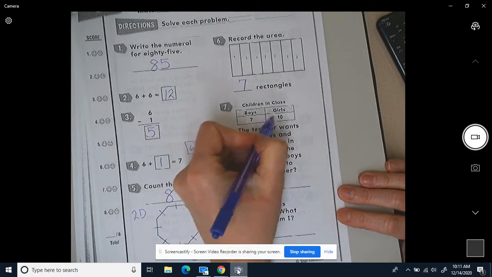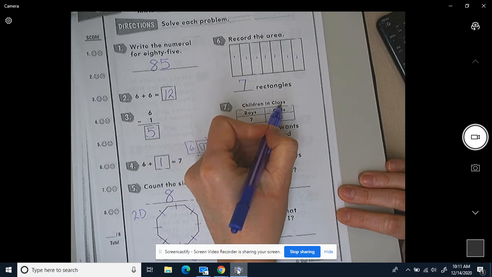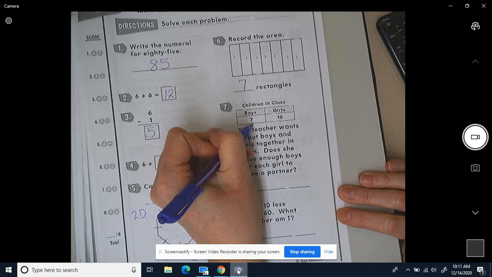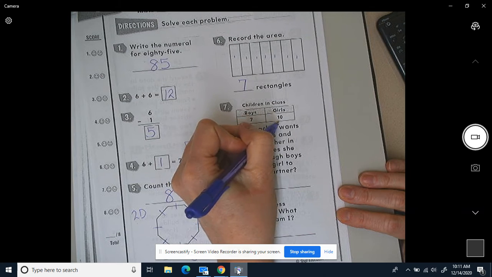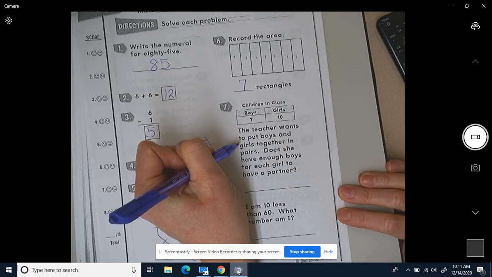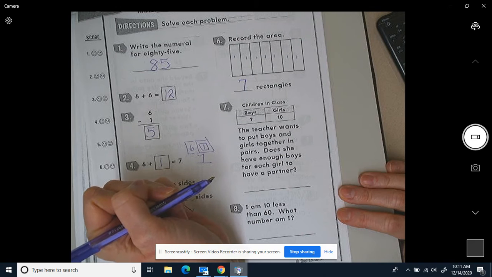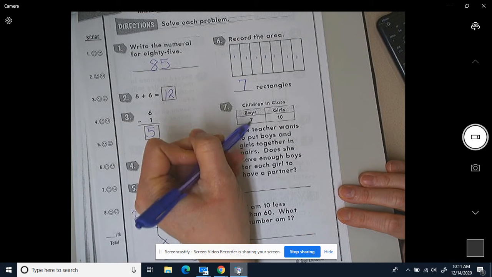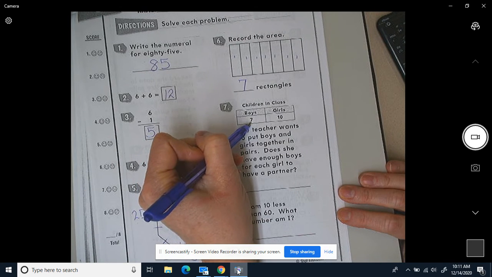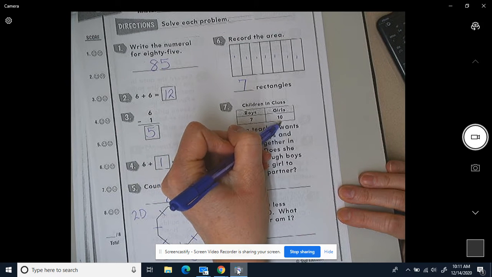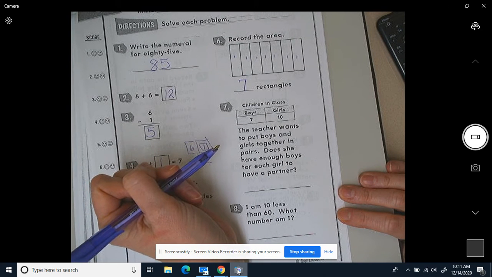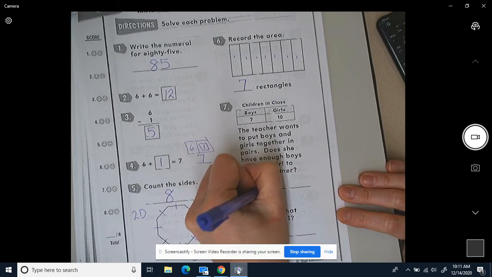Okay, we have a little chart here, number chart. Children in class, boys 7, girls 10. The teacher wants to put boys and girls together in pairs. Does she have enough boys for each girl to have a partner? Oh, well, what do you think? She only has 7 boys and she has 10 girls. Does she have enough? No, she doesn't.